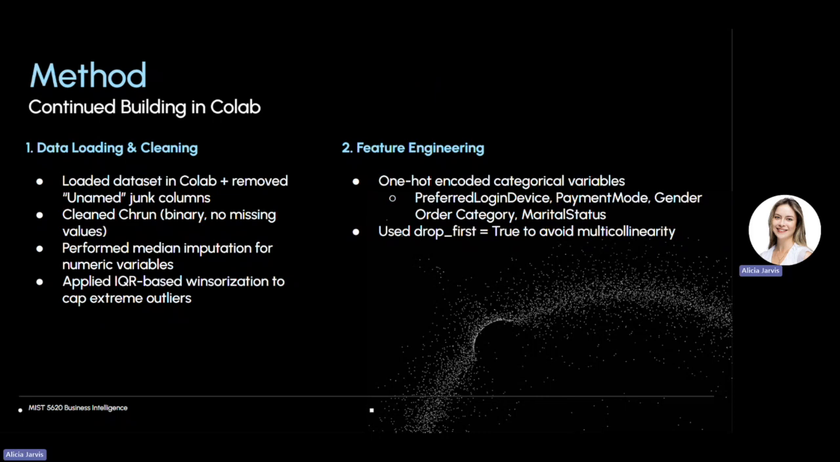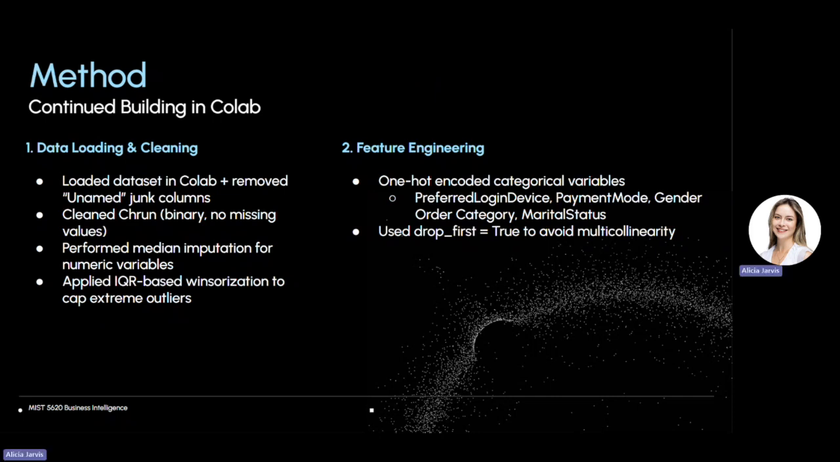And to further control the influence of outliers, we used IQR-based winsorization on variables known to have extreme ranges, such as order amount hike from last year and cashback amount. And finally, we prepared the predictors by one-hot encoding all categorical variables and dropping the first reference category to prevent multicollinearity.